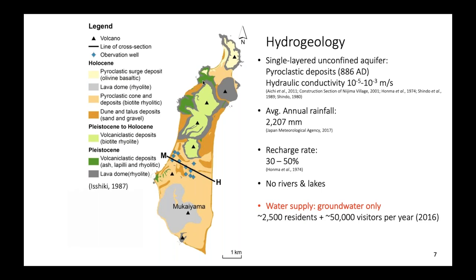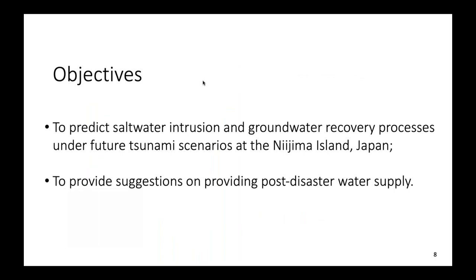So once a tsunami hits this island, the freshwater supply will suffer from the tsunami inundation. So the overall objective is to predict saltwater intrusion and groundwater recovery processes under these future tsunami scenarios at Niijima Island. And we hope to provide suggestions on how we can provide post-disaster water supply to the local people.